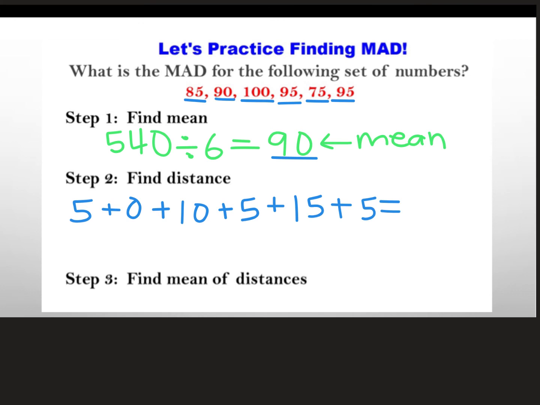Step 3, find the mean of those distances. When you add all of those numbers together, you should get 40. Divide by how many numbers you have, which is 6. And you should get a MAD of 6.7. That's our MAD.